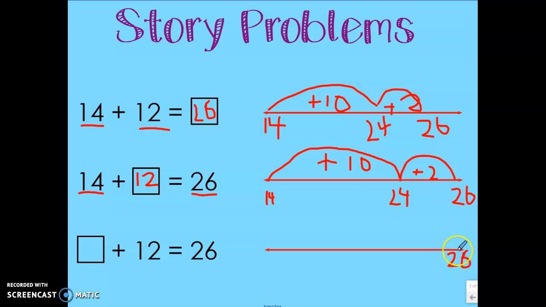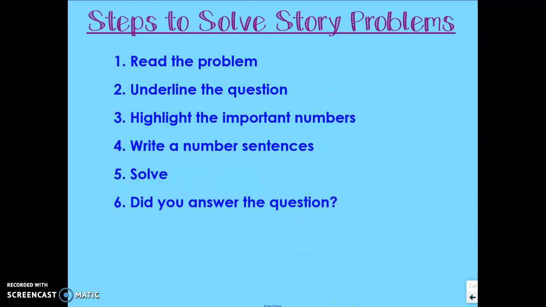So let me take the 12 away. So I'm going to do my big jump of 10. So that's going to be minus 10. And then that would give me 16. Minus 2 more because I want to do minus 12. That would give me 14. Okay, so now it looks like all of my equations are the same. So that's how you can solve with unknowns in all places. Let's go ahead and look at a story problem.